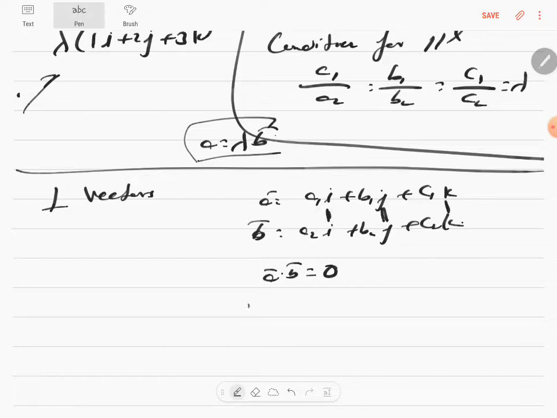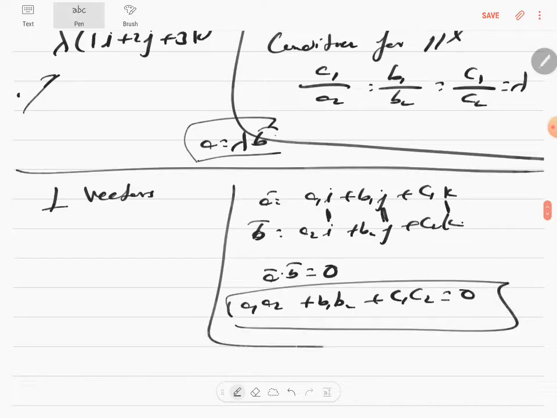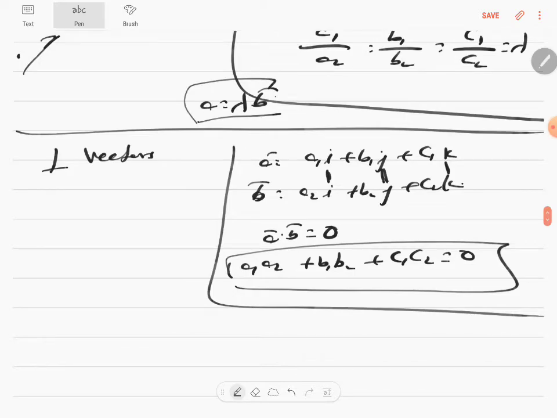So therefore it will be a1 a2 plus b1 b2 plus c1 c2 is equal to 0. That is the condition for two vectors to be perpendicular to each other. The dot product has to be 0, where you can only dot i's, j's and k's. So a1 a2 plus b1 b2 plus c1 c2 is equal to 0 is the condition for two perpendicular vectors.